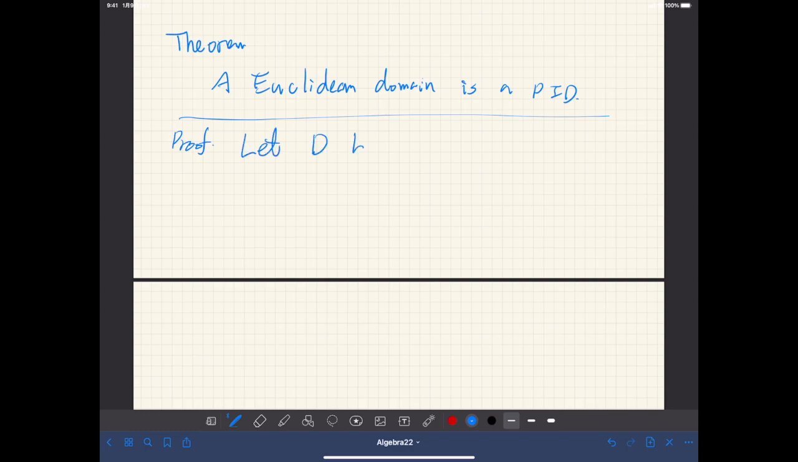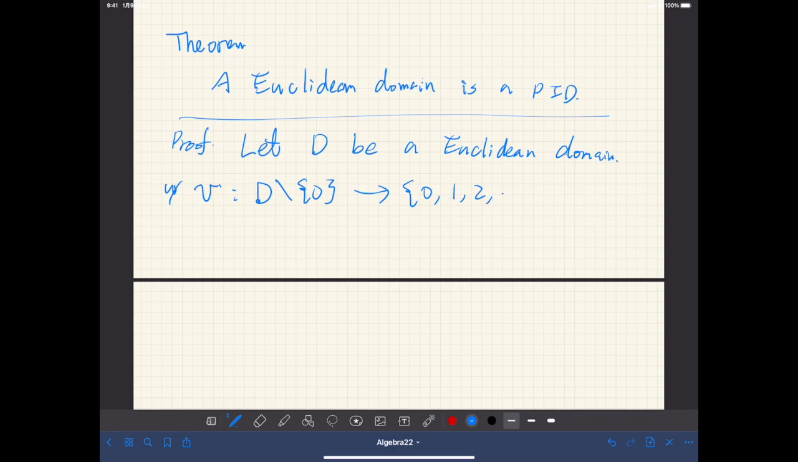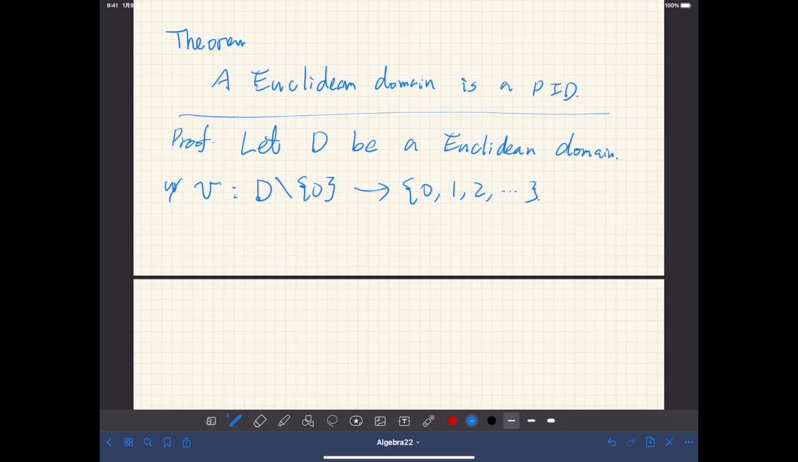Okay, let D be a Euclidean domain. So every Euclidean domain has a mapping V, a mapping from D except for the zero element to the non-negative integers. And let I be any ideal of D. So we want to show that this ideal, it can be any ideal of D, is a principal ideal.